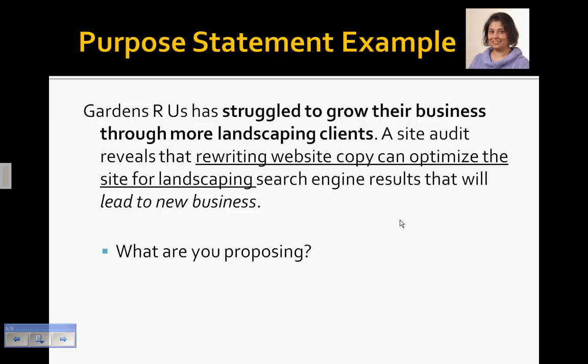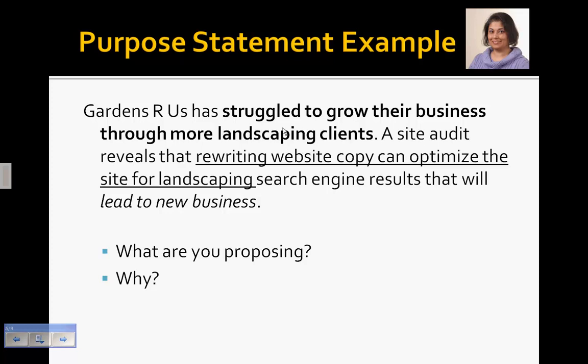So in a purpose statement, ask yourself these questions and then hone it down to a single paragraph. And you notice nowhere here do I have the word I. Remember that a proposal is a professional document and therefore should be written in the third person professional. So the first question is, what are you proposing? In this case, I'm proposing rewriting website copy so that landscaping can be optimized for search engine results. I'm proposing this because, and you notice I start with my reason and then go to my solution, but this is just easier to think through as you're drafting. So the reason I'm proposing it is because my company has struggled to grow their business through more landscaping clients.